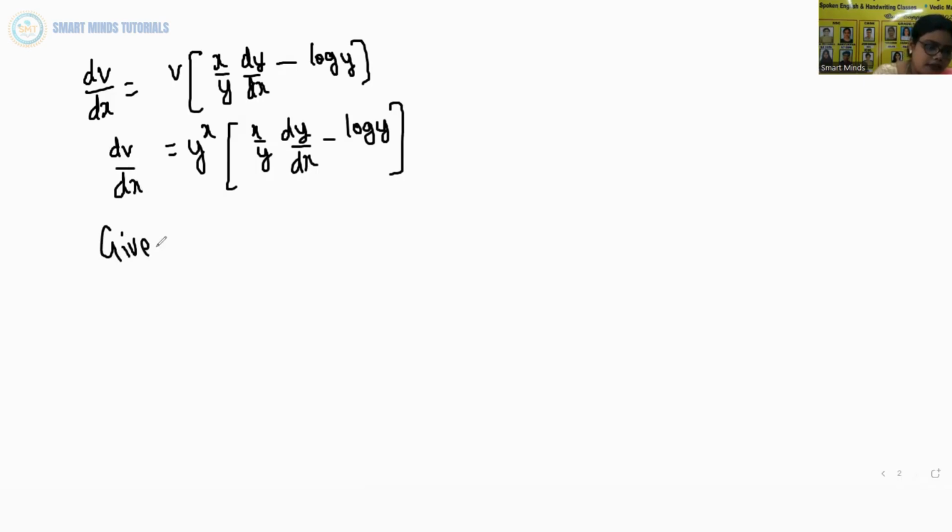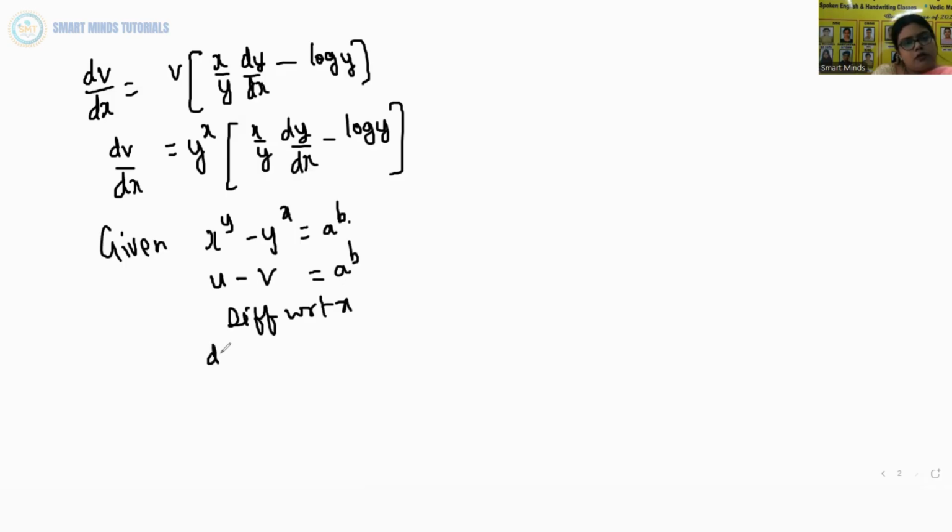But what is the given expression? x power y minus y power x is a power b. So we have taken it as u and v. So u minus v equals a power b. Now differentiating with respect to x. So you get du by dx minus dv by dx is equal to, right hand side is a constant. So derivative of a constant is 0.